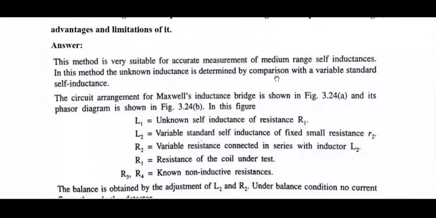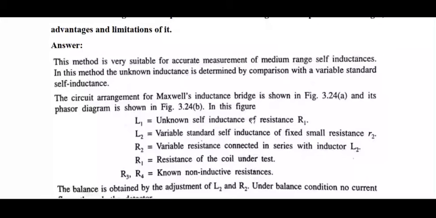Okay, now this Maxwell inductance bridge is a type of alternating current bridge, so it is also going to consist of 4 arms, and any bridge circuit consists of 4 arms. In those 4 arms we have 4 impedances connected. Now out of these 4 impedances we have 3 impedances which are known to us.